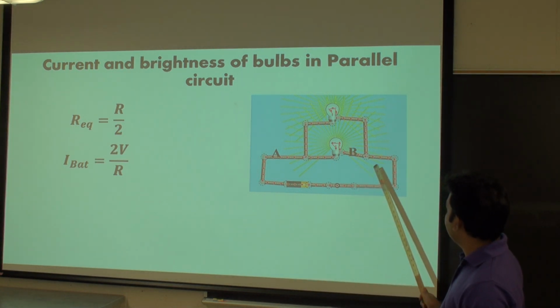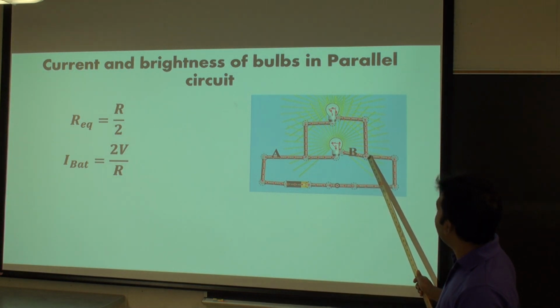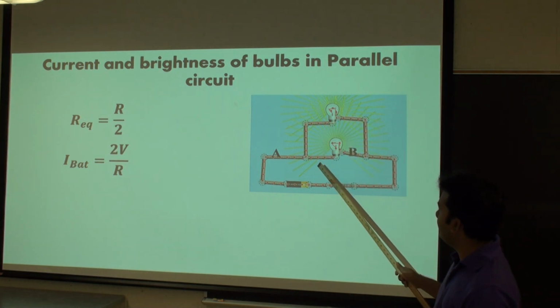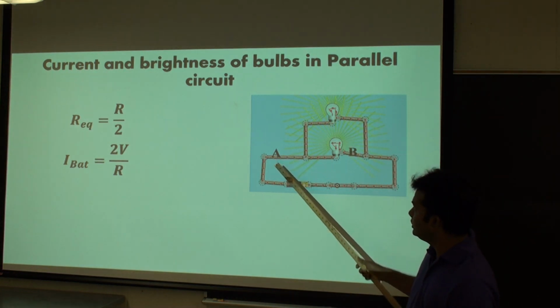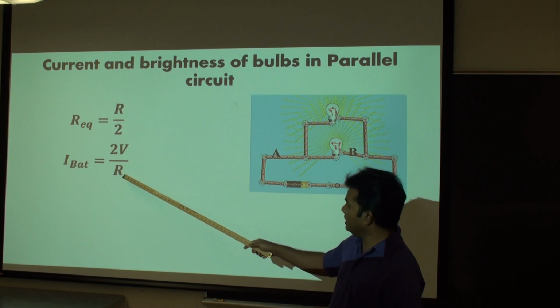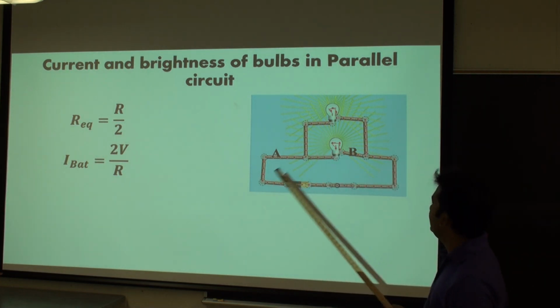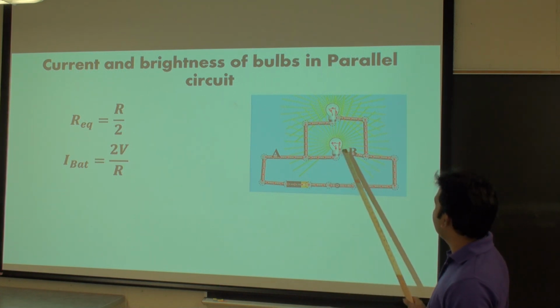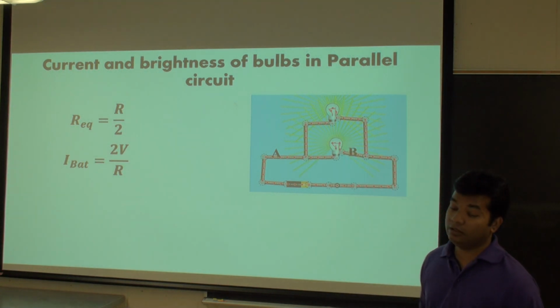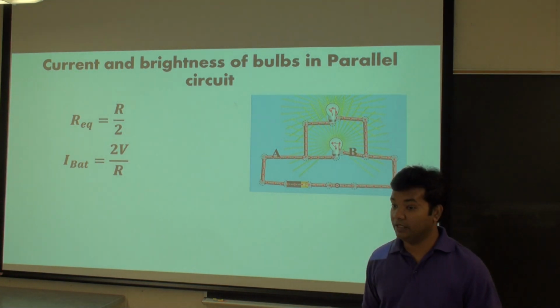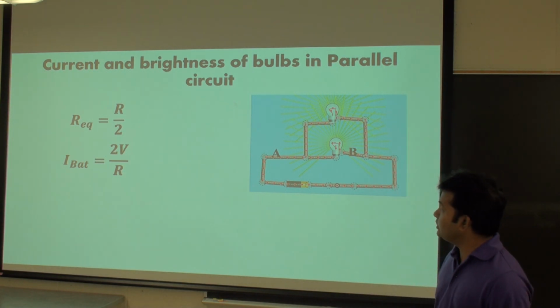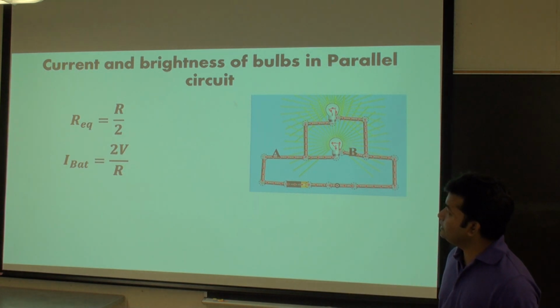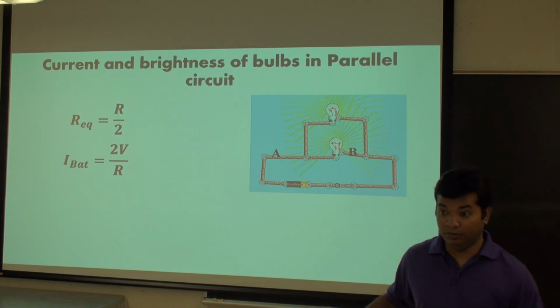But this current splits at point B through two bulbs, and again they recombine at A. So though the current in the circuit is double, the current through each bulb is equal. I mean, it's V over R. So both bulbs have the same current, and both bulbs will have the same brightness. So sometimes by using current, we can compare the brightness of bulbs.